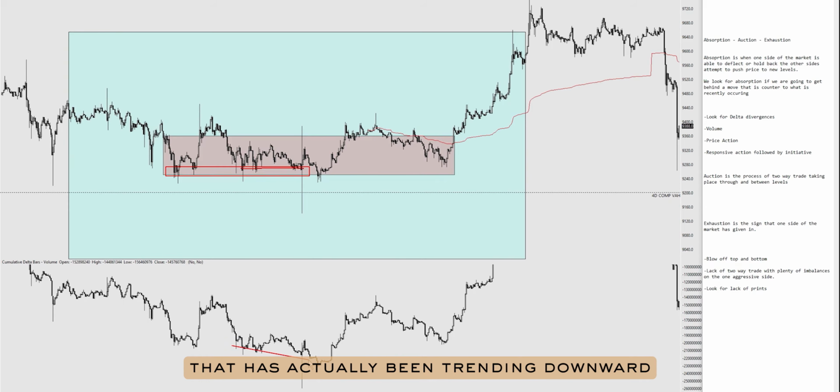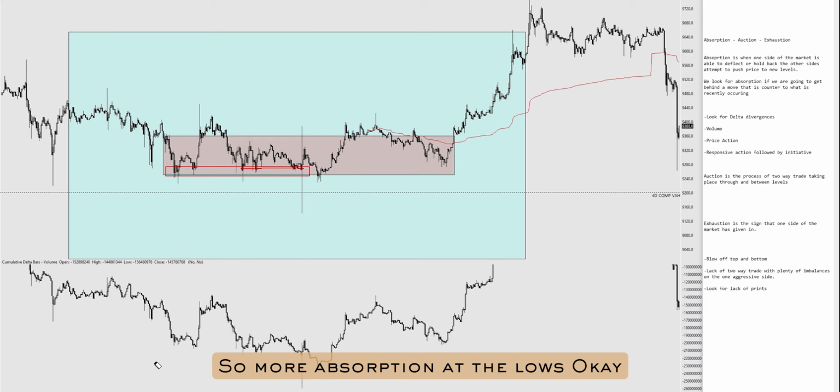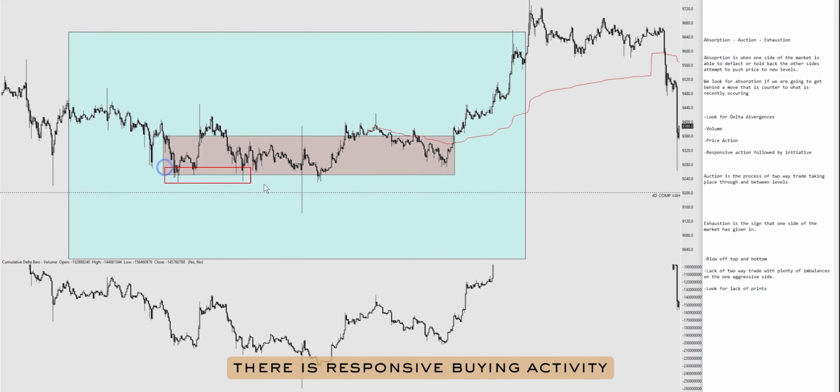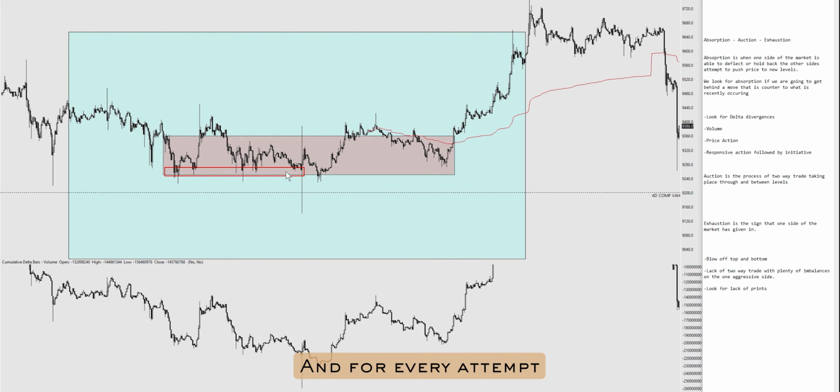So we have delta that has actually been trending downward. So more absorption at the lows. Okay, so we know at this low, there is responsive buying activity. There is someone that's willing to bid this up, and for every attempt that is put forward to move price down, it's essentially stifled. So this is when we're going to start looking for a potential trade opportunity, not when we just see it. You know, you could take this trade, but you're taking it really out of thin air. You're not seeing that much evidence.